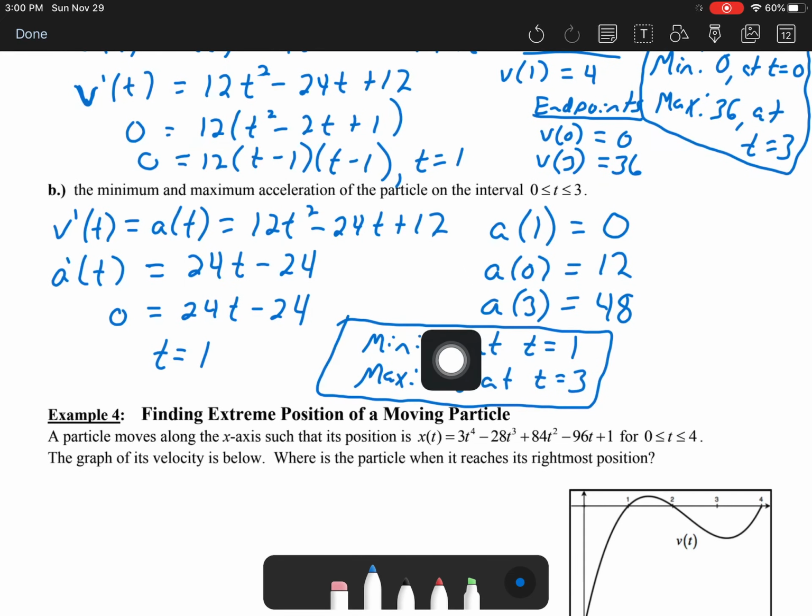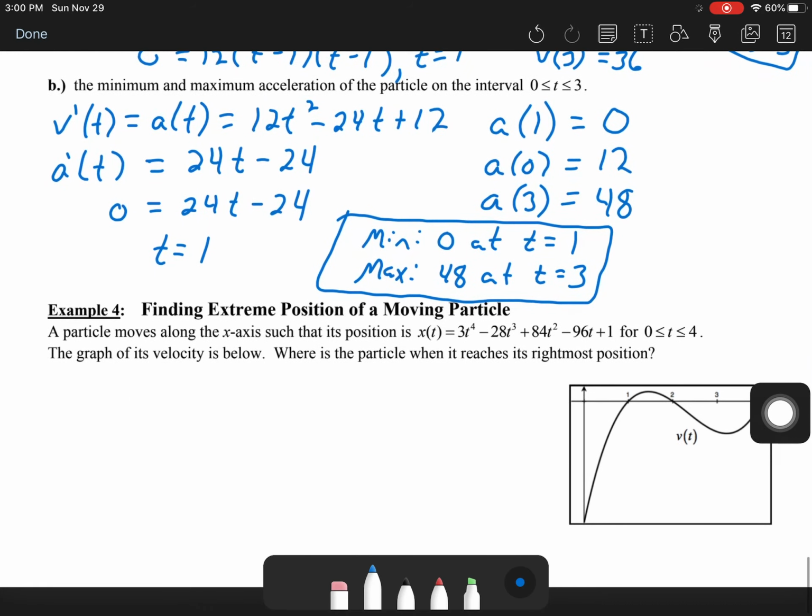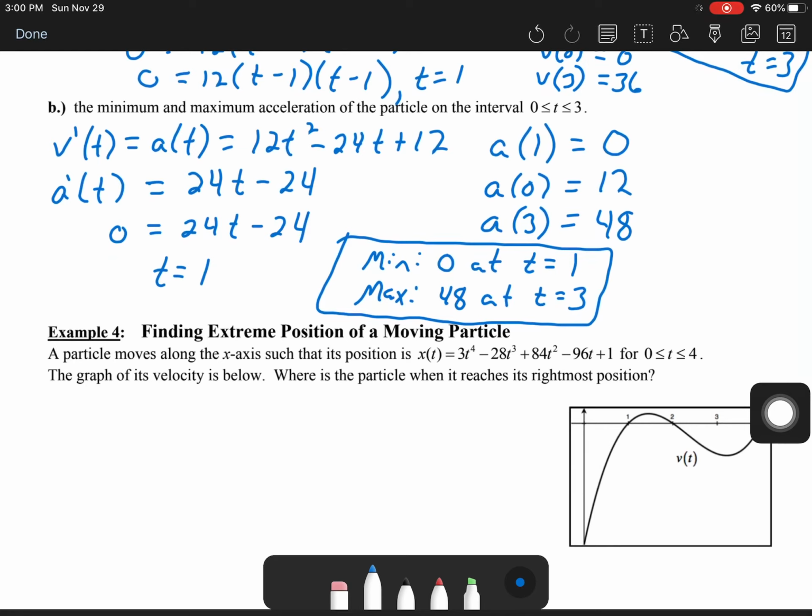All right, so hopefully that's making sense. Test your critical numbers, test your endpoints, find the largest and smallest values of all of those. On the AP exam, they call this the candidates test, and you have to make sure you've tested all the candidates being the endpoints and critical numbers. Okay. All right, last one.